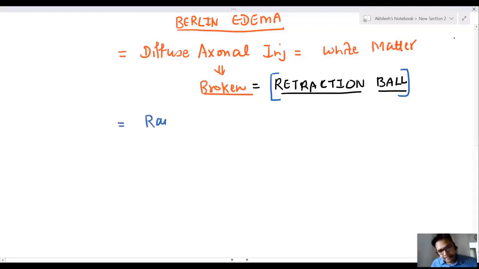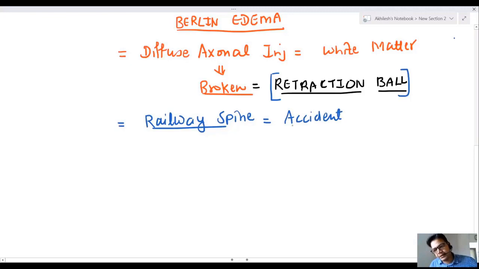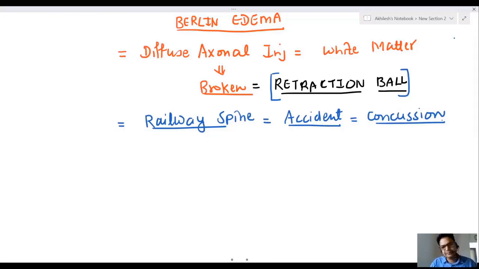Railway spine. Sir, in a railway accident, you have spinal injury. This is known as railway spine. It is a concussion of the spinal cord. Railway spine is an injury of the spinal cord. So Doctor Sahab, all these questions come.